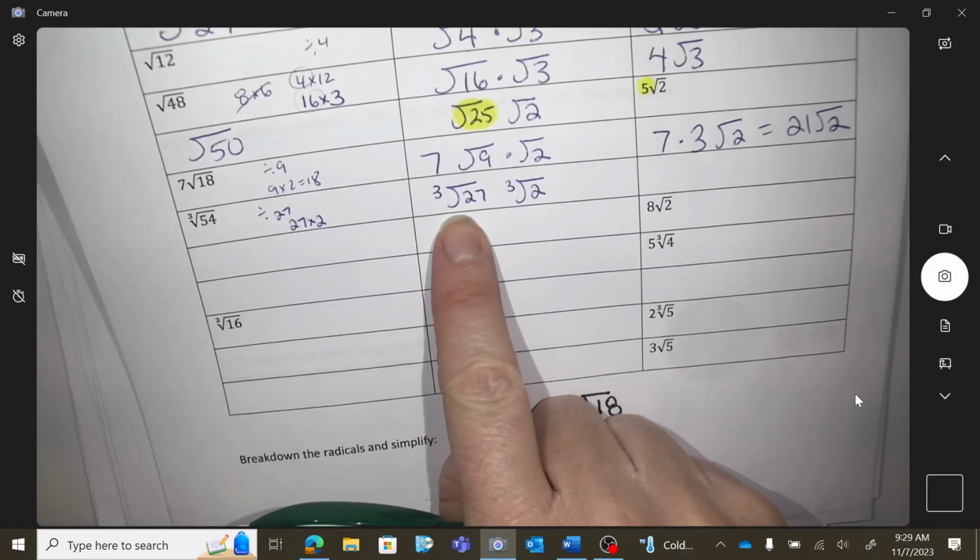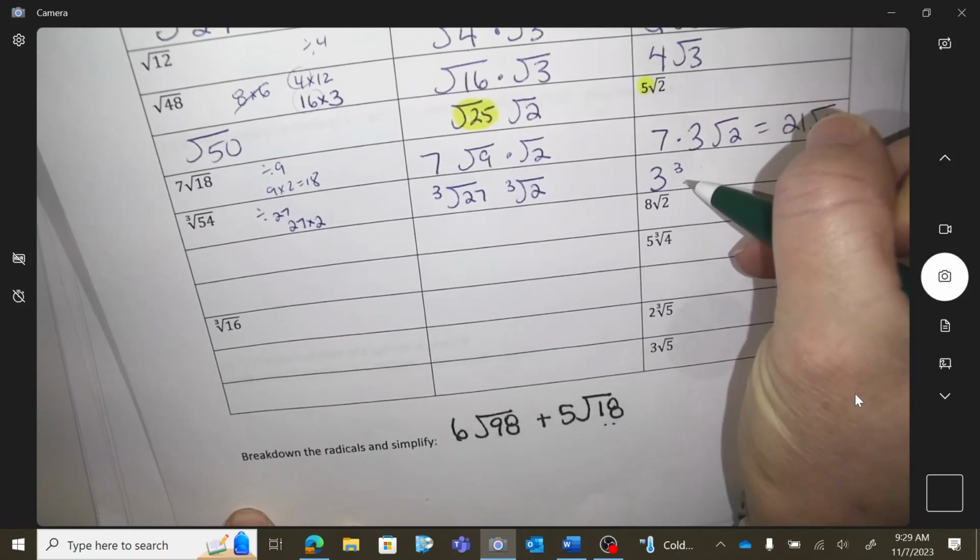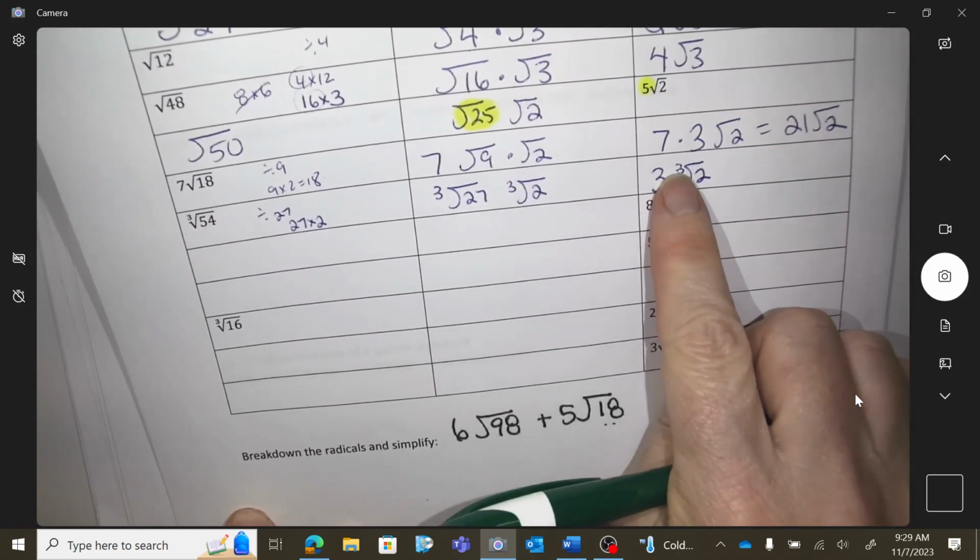And then what is the cubed root of 27? 3, cubed root 2.